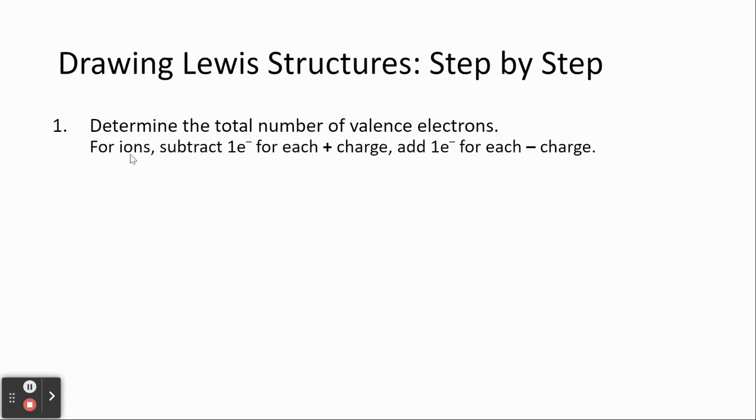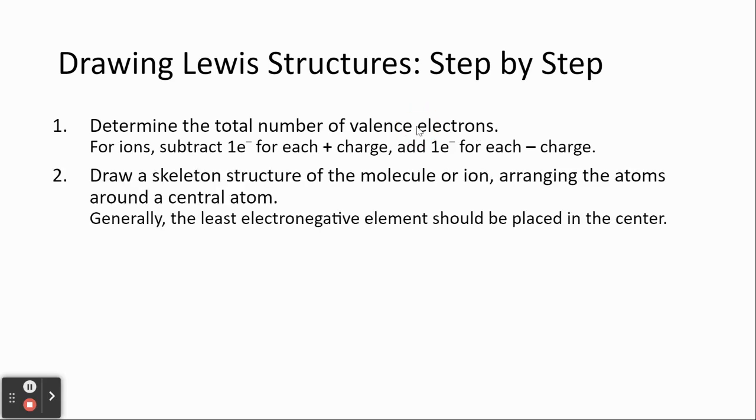Now, if we're talking about ions, ions have charges. If we're looking at positive ions, we would subtract an electron for each positive charge. And if we look at negative ions, we would add electrons for each negative charge. Once we've determined the total number of valence electrons, the next thing would be to draw our skeletal structure.